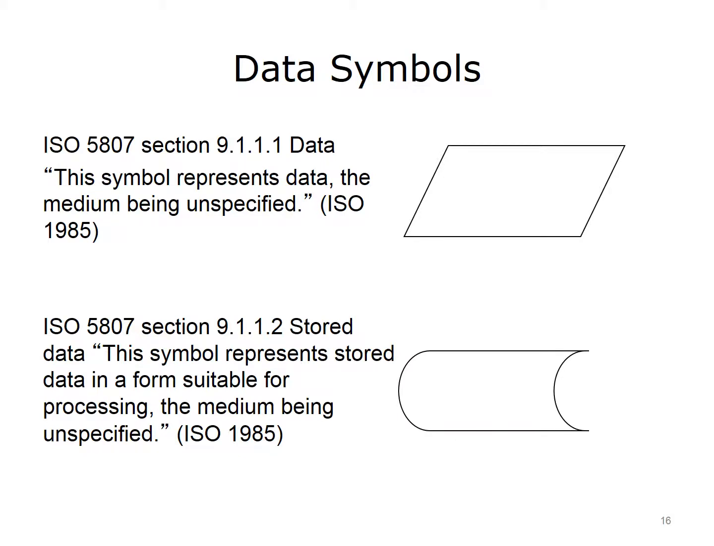According to ISO 5807, Section 9112, the symbol for stored data is a four-sided figure with two parallel sides, one rounded concave end and one rounded convex end. This symbol represents stored data in a form suitable for processing, the medium being unspecified, ISO 1985.